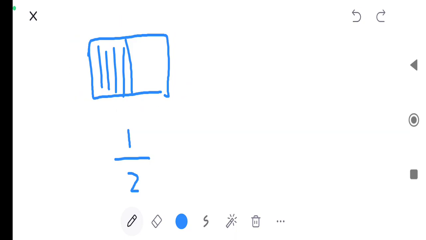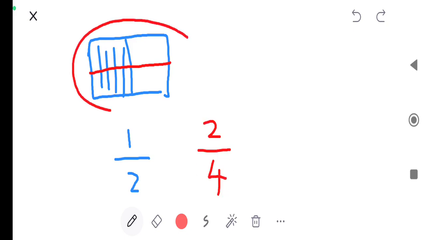Now what if I divide this rectangle horizontally? Okay, the number of parts shaded has increased. We now have 2 parts shaded. That is this part and this part. So the fraction representing the shaded part will become 2 over 4. I wrote 2 at the top because 2 parts are shaded here. Then I wrote this 4 at the bottom because the total number of parts we have here is 4.